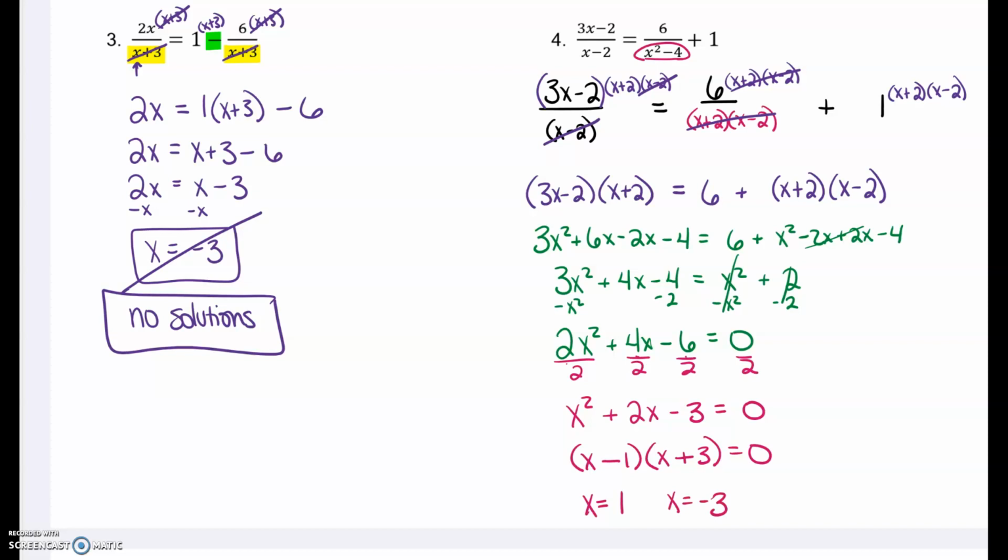In the original problem, 1 minus 2, not 0. 1 squared minus 4, not 0. So 1 works. Negative 3 minus 2 is not 0. Negative 3 squared minus 4 is not 0. So that one also works. On your assignment, it's a multiple select. So there'll be a ton of answer choices and you have to click both of the answers that match what you got.